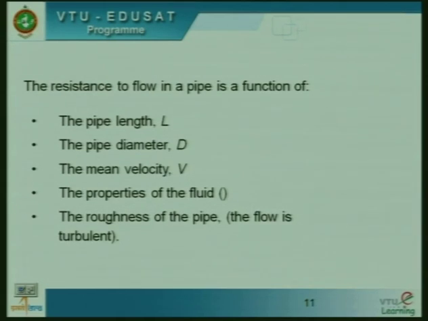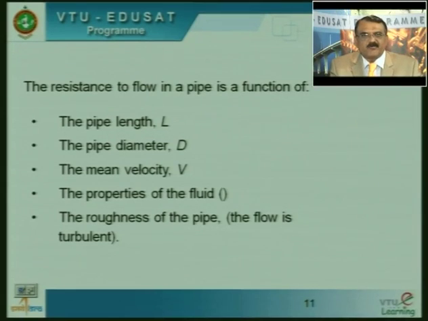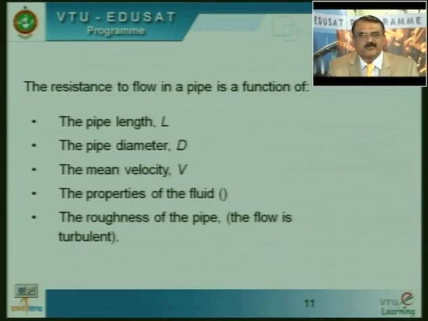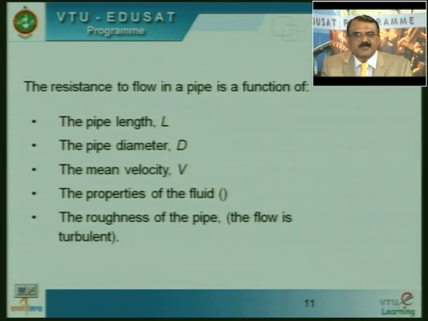This is important. The resistance to flow in a pipe is a function of the variables I presented here. I want all of you to concentrate on this, because this is what I am going to use in the derivation. One is pipe length, the next variable is the diameter, the next one is the velocity, then the properties of the fluid, and basically the properties of the fluid also influence, the roughness of the pipe also influences the resistance. So all these factors we are going to take into consideration while deriving an equation for this resistance.